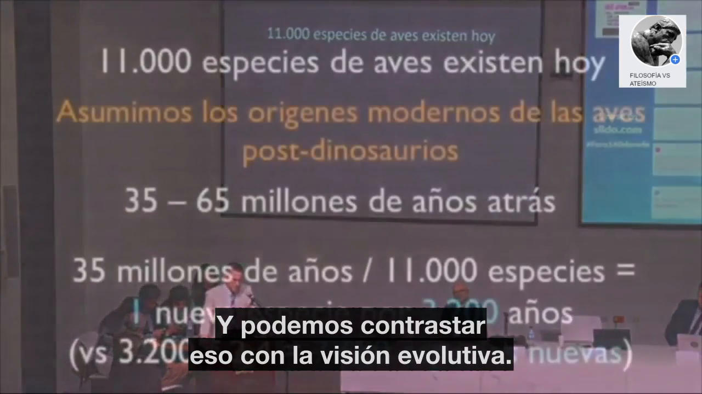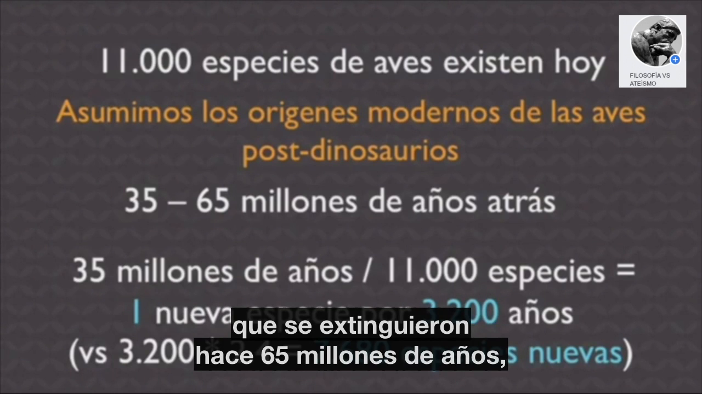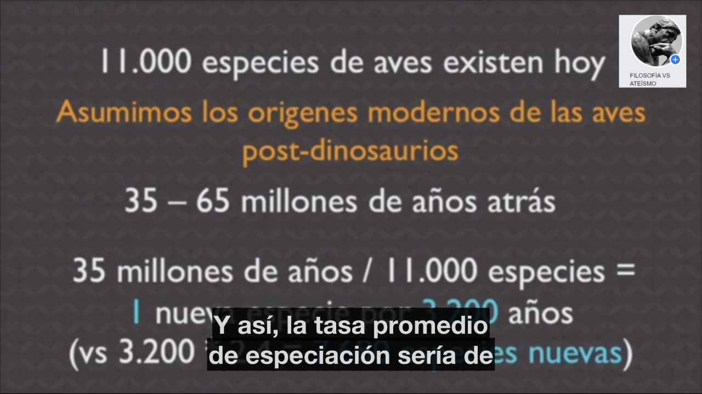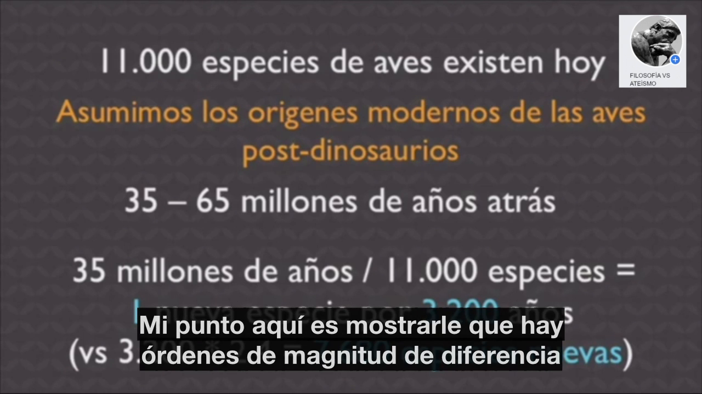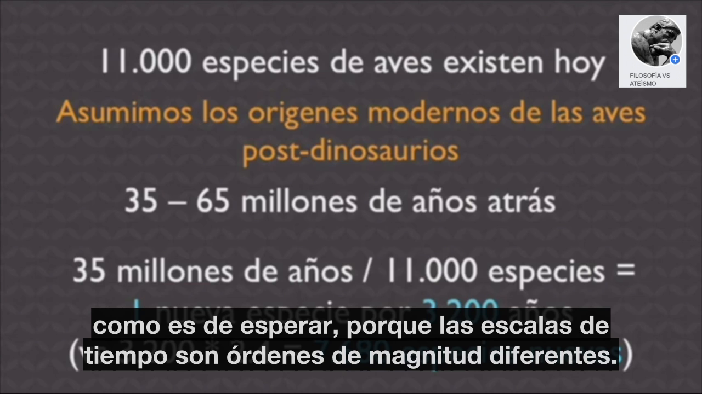And we can contrast that to the evolutionary view. Of course, birds would be the descendants of dinosaurs. Dinosaurs go extinct 65 million years ago. If you look at the evolutionary literature, modern birds would begin evolving around 35 million years ago. And so the average rate of speciation would be about 1 new species every 3,000 years. My point here is to show you that there's an orders of magnitude difference in these two predictions, as you might expect, because the timescales are orders of magnitude different.